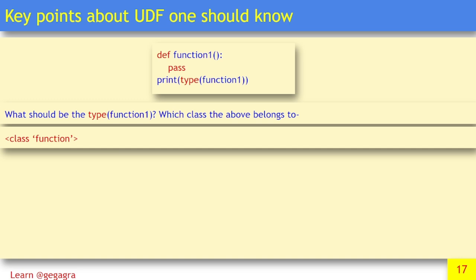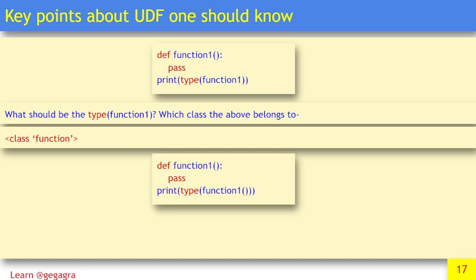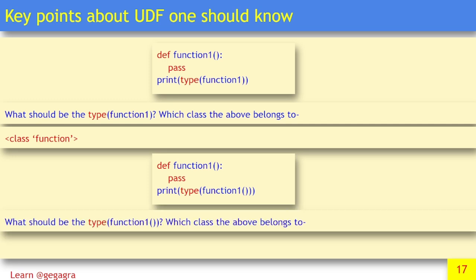Means if you want to print the type of function1, it will print class function. Similarly, if you have code like this, def function1() and again pass, and this time I am going to find the type of function1's return value. So here, print type of function1(), what is the type? This should belong to none type.